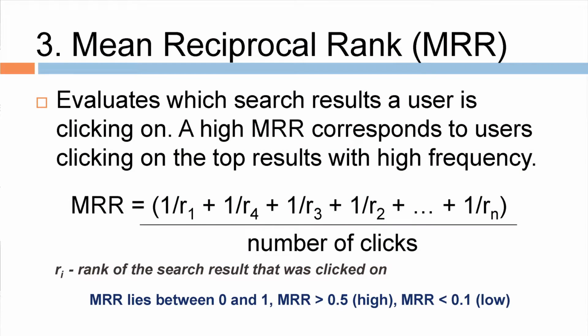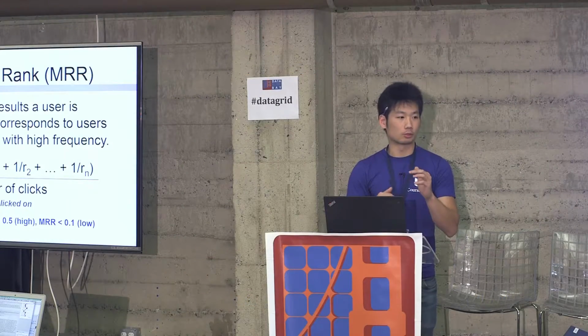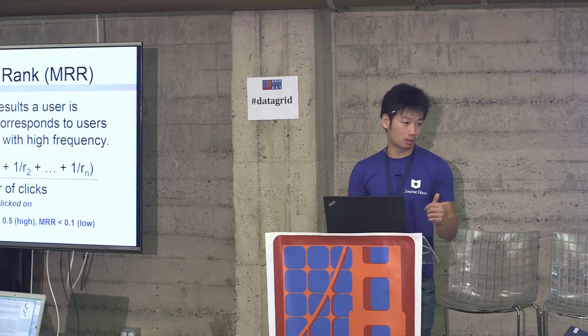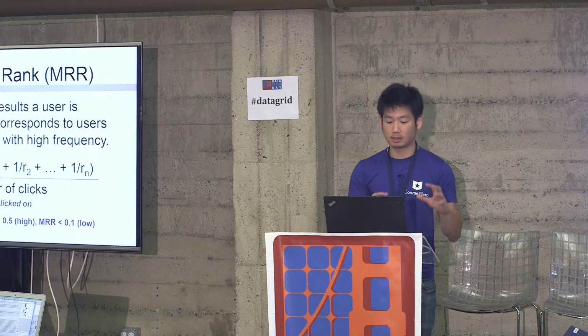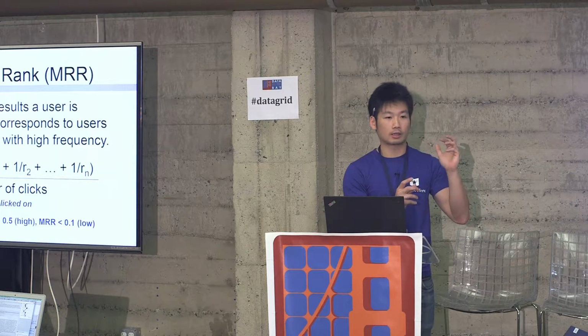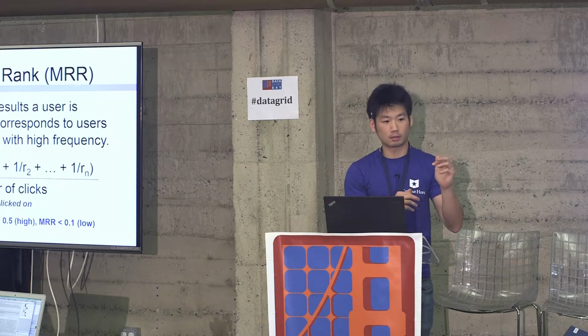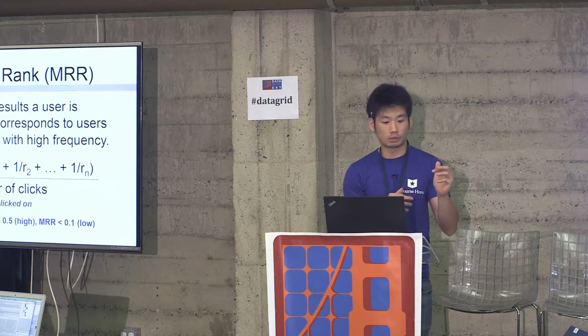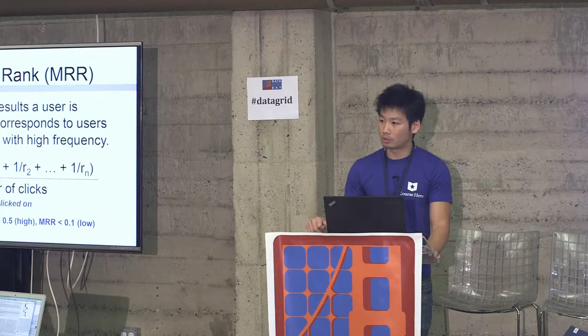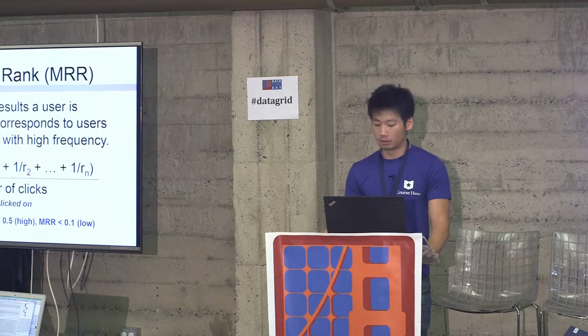The third one is the mean reciprocal rank. This slide is pretty full, but essentially it's a measure of where users are clicking on the search result pages. A high MRR, or mean reciprocal rank, means that users are likely clicking on the first couple of search results, whereas a low MRR means users are likely going deep into the search results, likely to the second or third page.